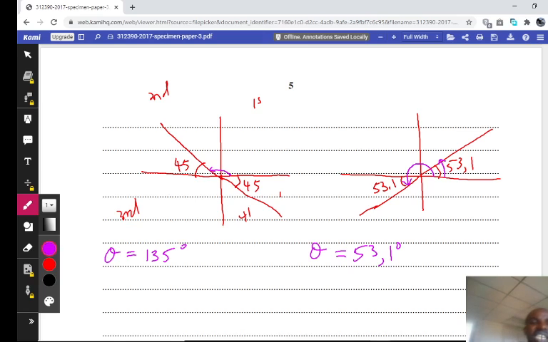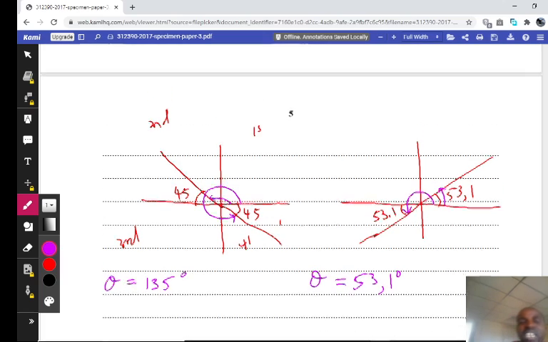Even on this first one, the next angle up to this line is out of range, because it will be 360 minus 45. Our range is from 0 to 180 degrees. So the values of theta are 135 and 53.1.